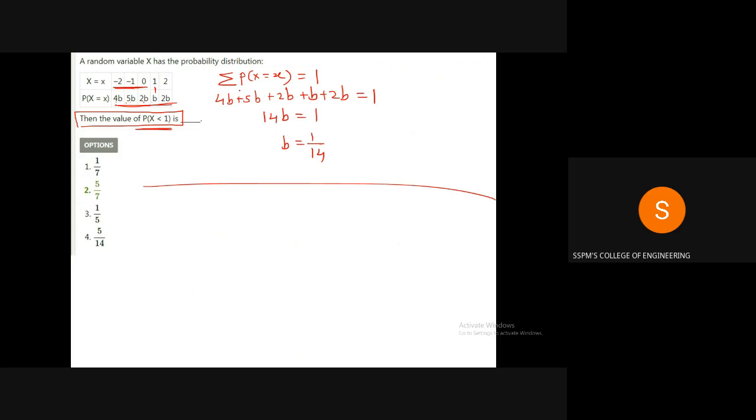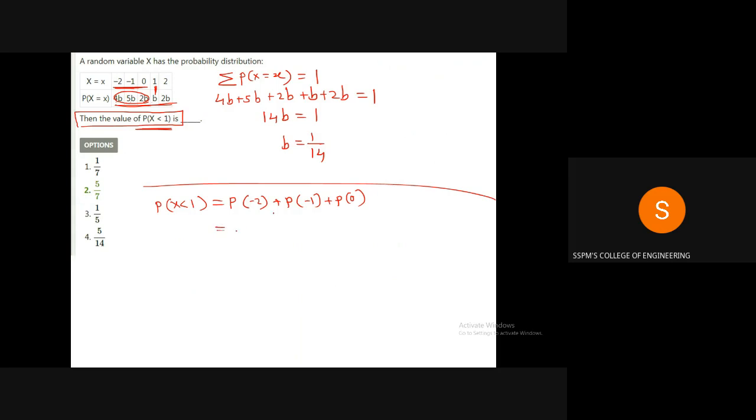Now we will calculate what is asked. We have to calculate P(X less than 1). So what is P(X less than 1)? Here it is 1, so we have to calculate the probability for these three terms: probability of minus 2 plus probability of minus 1 plus probability of 0.